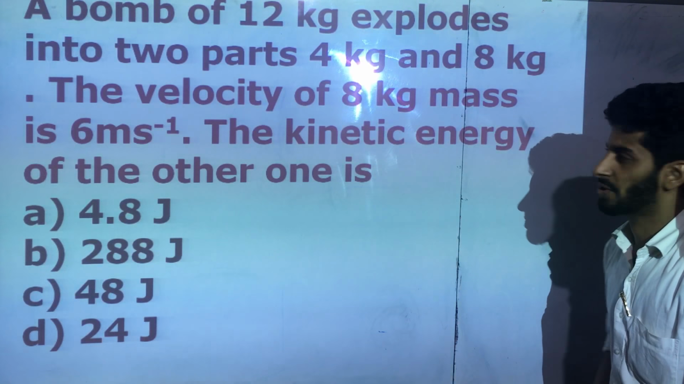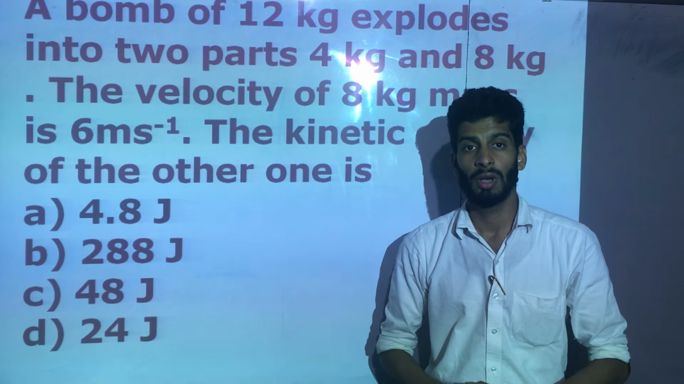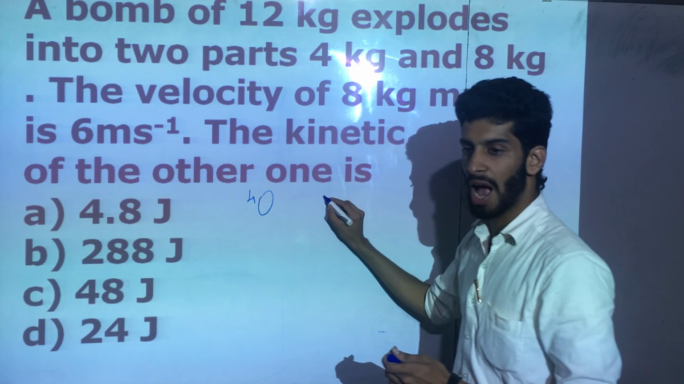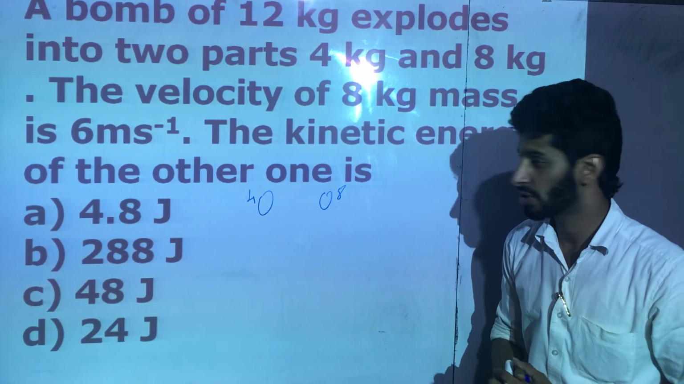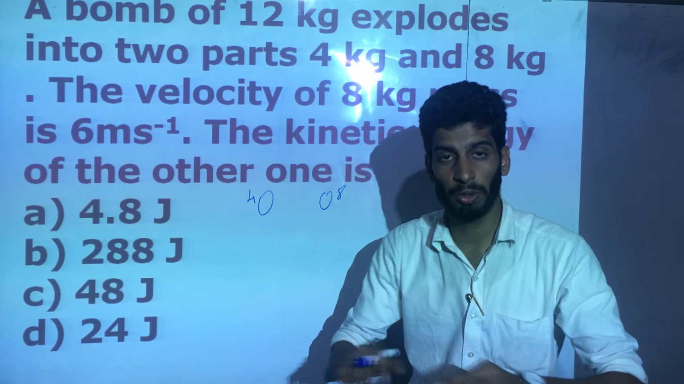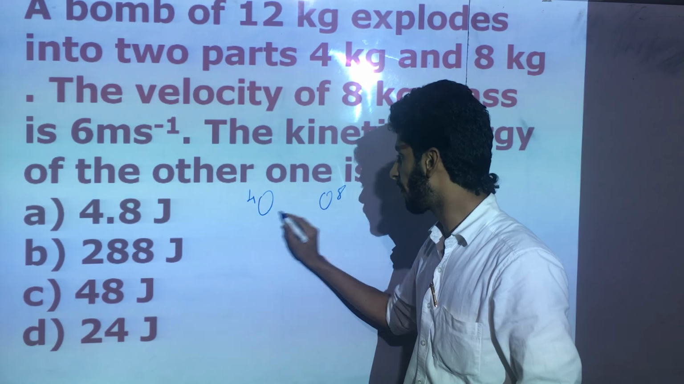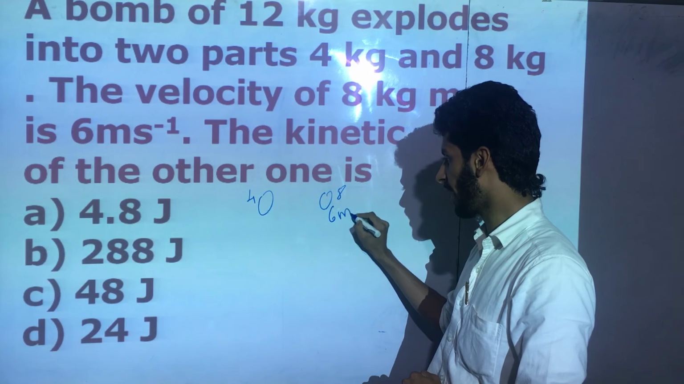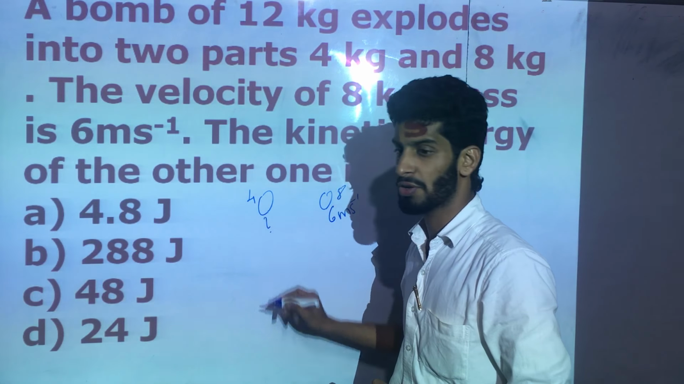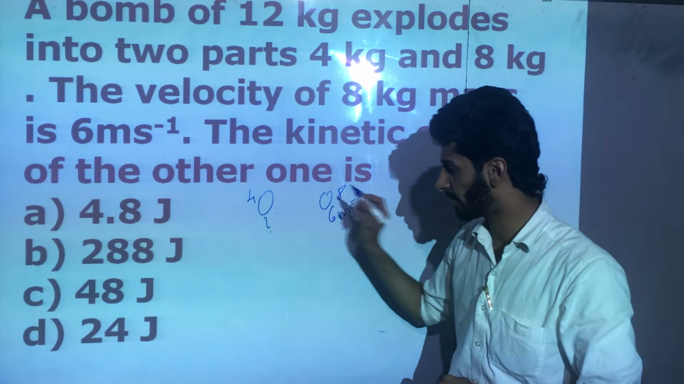Here the question comes. A bomb of 12 kilogram explodes into two parts. One has a 4 kilogram mass, and the other has an 8 kilogram mass. They exploded from the initial position, where the two pieces were at rest. The velocity of the 8 kilogram piece is given as 6 meters per second, and the velocity of the 4 kilogram mass is to be found, because they ask what is the kinetic energy of the other one.